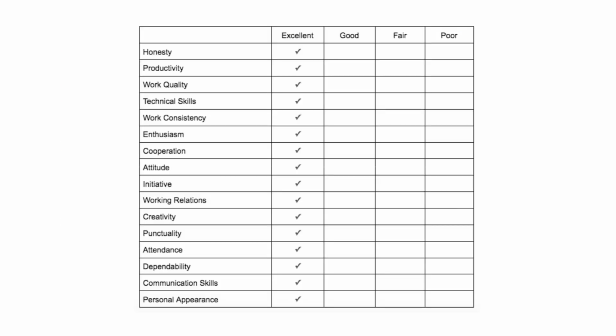And you will rate the employees if they are excellent, good, fair, and poor. This is an example of a graphic organizer in performance appraisal.